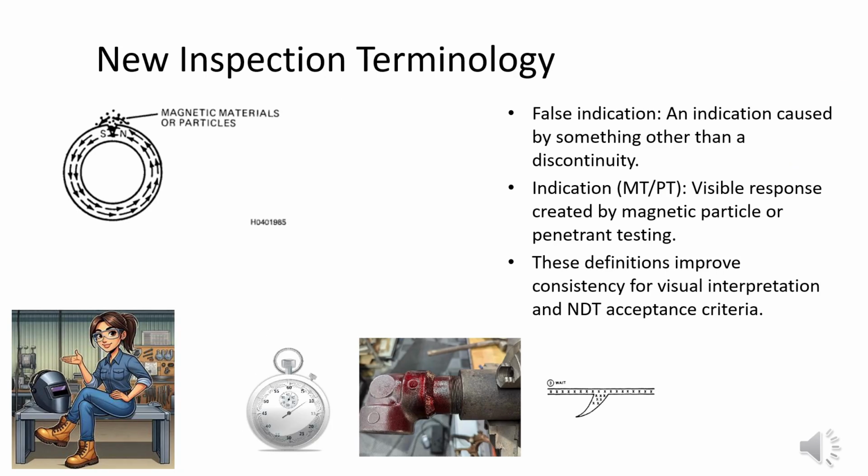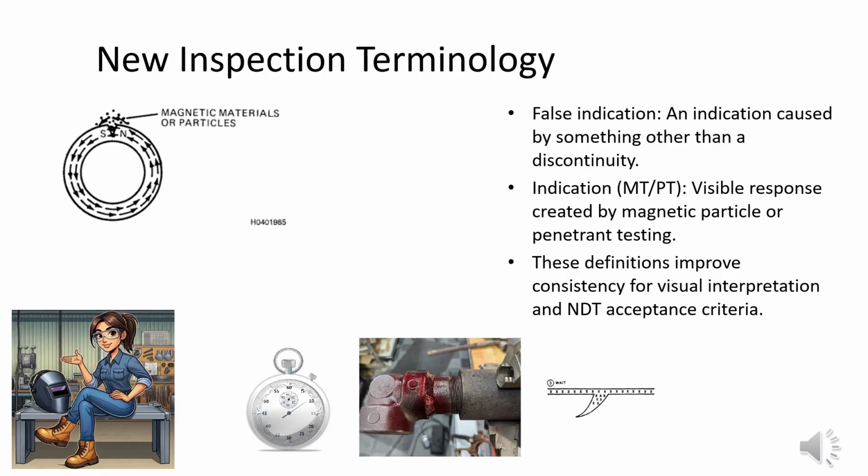New inspection terminology. Clause 3 also introduces a couple of new non-destructive examination terms. A false indication is exactly what it sounds like. During magnetic particle testing or penetrant testing, you may see something that looks like a discontinuity but is actually caused by surface roughness, magnetic permeability changes, excess penetrant, poor cleaning, or some other non-defect condition.